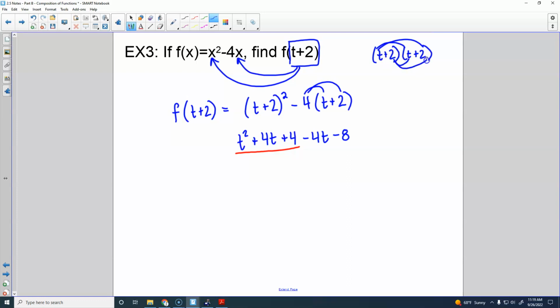Distribute there, but it is best if you can do that part in your head. And then combine like terms, so you get t squared. The positive 4t and negative 4t actually cancel each other out, so they are gone here, and you'll just get minus 4. So you'll get t squared minus 4.